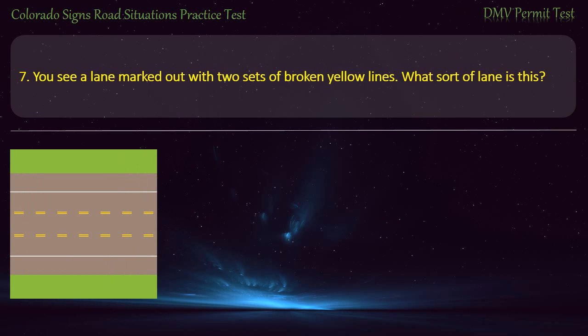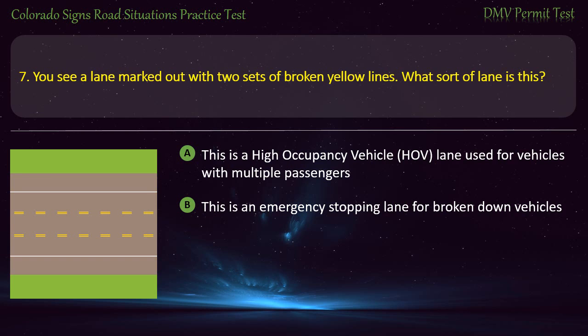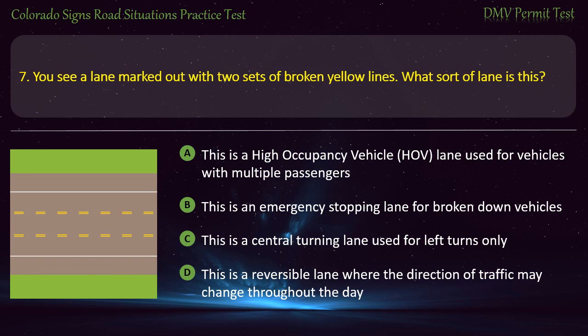Question 7. You see a lane marked out with 2 sets of broken yellow lines. What sort of lane is this? This is a high-occupancy vehicle, HOV, lane used for vehicles with multiple passengers. This is an emergency stopping lane for broken-down vehicles. This is a central turning lane used for left turns only. This is a reversible lane where the direction of traffic may change throughout the day. Answer. This is a reversible lane where the direction of traffic may change throughout the day.